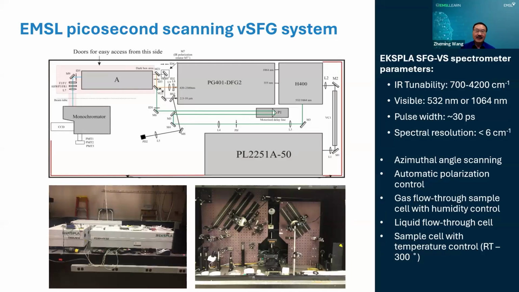This system is an EKSPLA system. Basically, it's a neodymium laser-based system. We double the light to 532. Then we mix 532 and the fundamental frequency at 1064 to generate 355 nanometer. Then using a difference frequency generation system, we generate the mid-infrared. Then we mix the mid-infrared light and the remaining 532 light and generate the sum frequency.